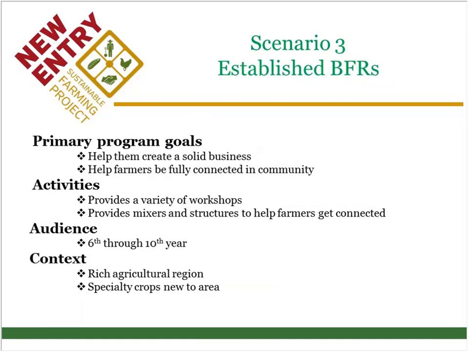So scenario 3, an example program surveying established beginning farmers and ranchers, and the primary goal of this hypothetical program is to help them create a solid business and to help farmers be fully connected in the community. Activities are providing a variety of workshops and providing mixers and structures to help farmers get connected. They're focusing primarily on those in their 6th through 10th year, and it's in a rich ag region.